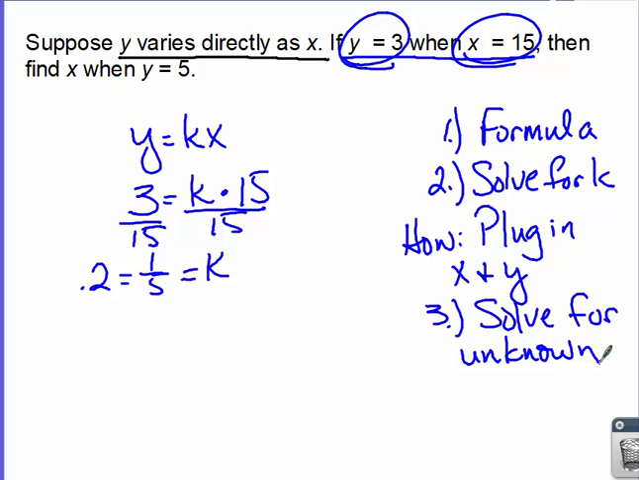Okay, solve for the unknown. What is it that I'm looking for? Well, in this particular case, that's going to be in the second x and y. So it says find x when y is equal to 5. So the next thing, solve for the unknown. How do I do that?